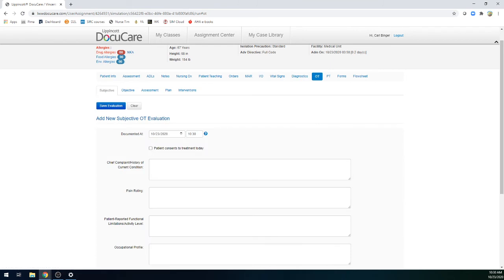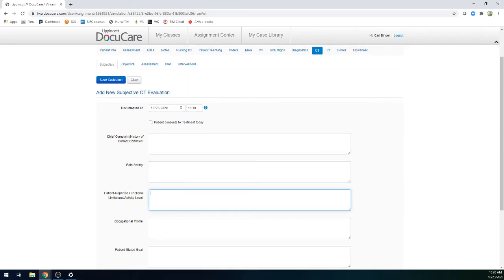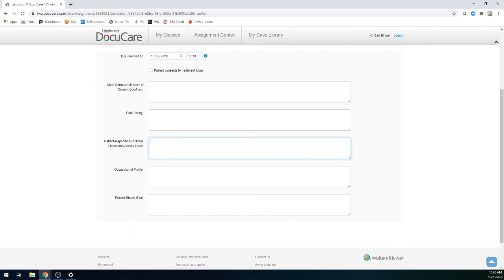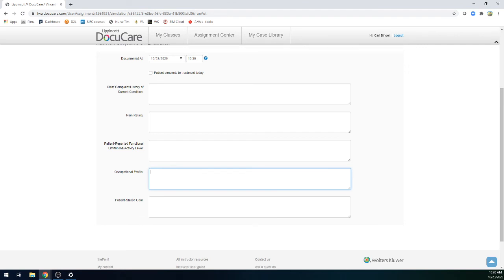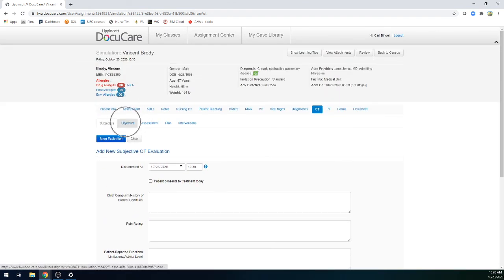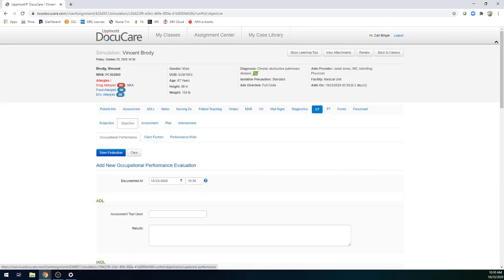OT. Well, we're not OT, correct. But can we at least fill in a chief complaint or history of current condition? Any pain? What's his activity level? Is he fatigued with activity? We know what occupation he does. I believe he was retired. Objective. Again, another one that's down. Fill in as much as you can.